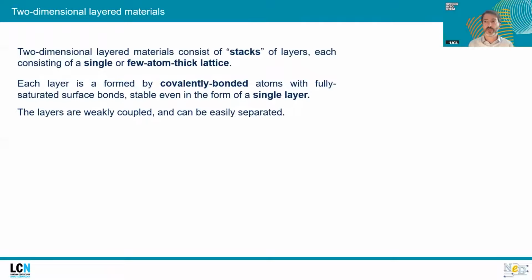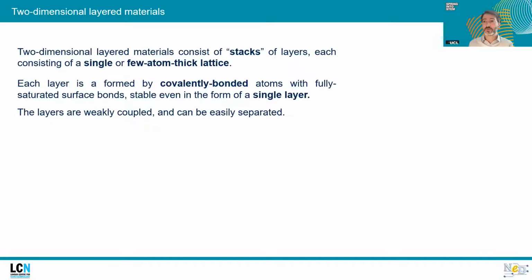So 2D materials are materials consisting of stacks of layers, each layer consisting of just a single or a few atomic thin lattice. And it is important to distinguish the bonds in plane and out of plane. So within each layer, there are very strong covalent bonds, and there are fully saturated surface bonds. And what is very important is that even in the form of a single layer, these materials are stable. Out of plane, the bonds are very weak, and the individual layers can be easily separated.